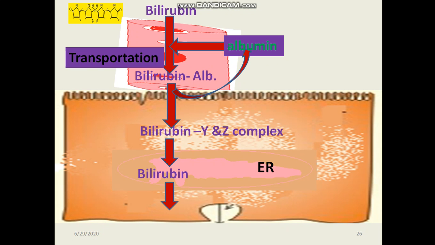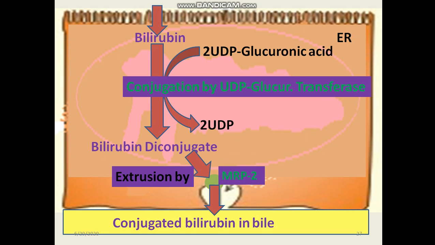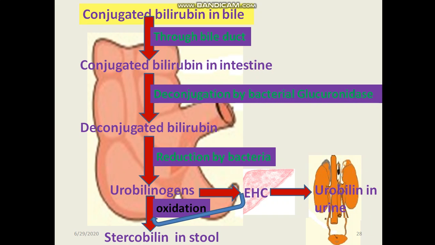and binds with UDP glucuronic acid with the help of the enzyme UDP glucuronyl transferase and forms bilirubin diglucuronide. This is extruded out from the liver to the bile duct with the help of the transporter MRP2. The conjugated bilirubin in the bile comes through the bile duct and goes to the intestine.